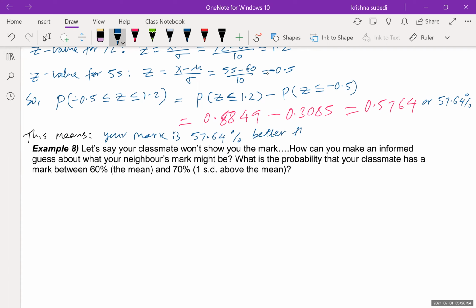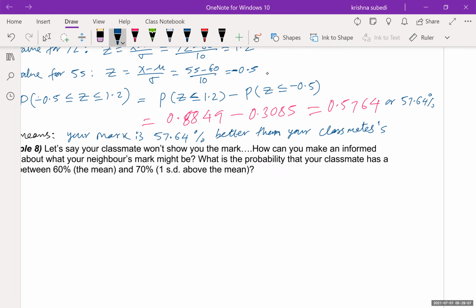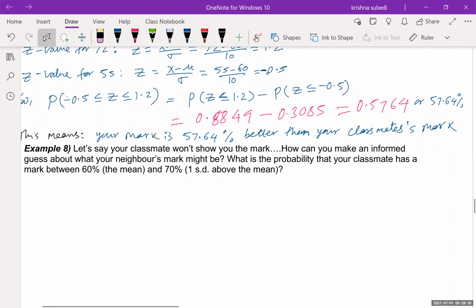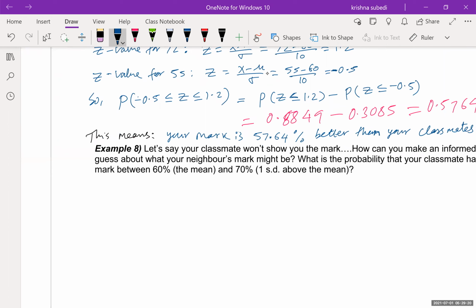Okay, that's how we can compare. Any questions so far? Okay, let's try one more question just for fun.